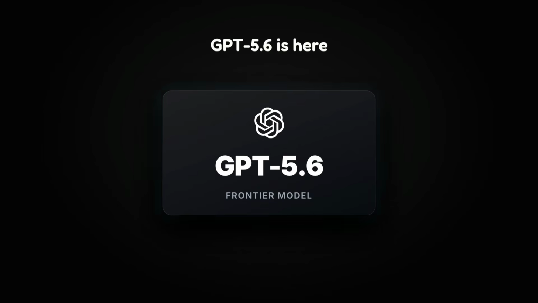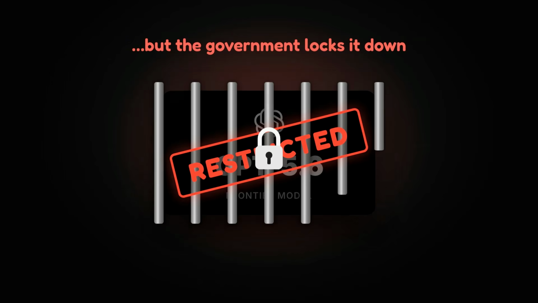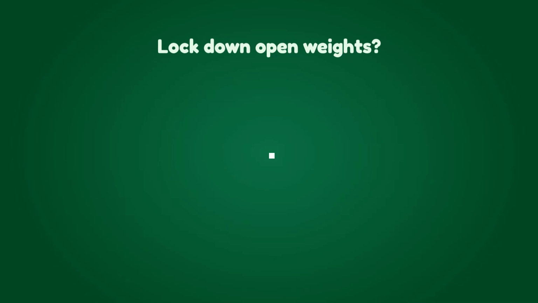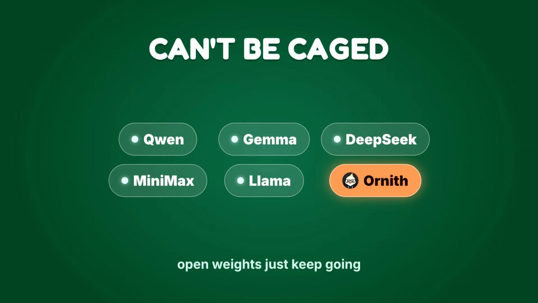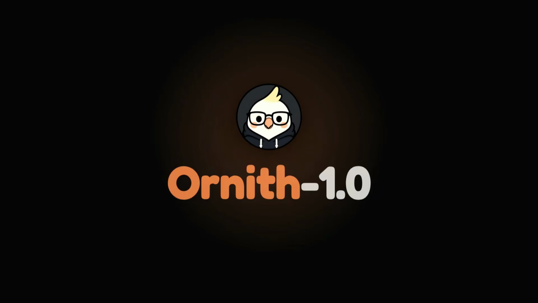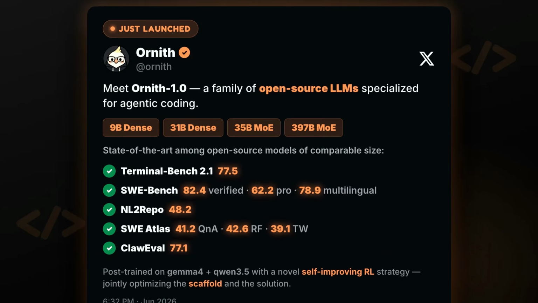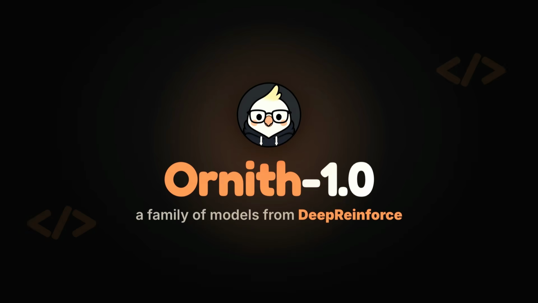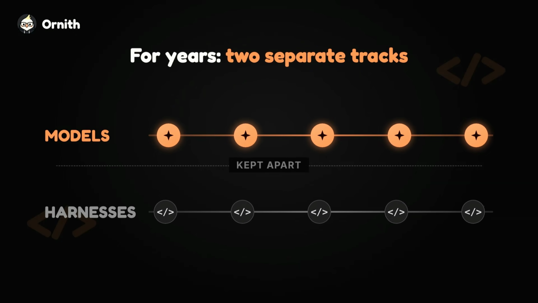Okay, so just as news of GPT 5.6 has come out that the government is going to be preventing people from using this, open weights models keep chugging along. And this brings me to the topic of today's video, Ornith 1.0, which is a family of models from Deep Reinforce. And I guess the big tease here is that things have been moving along where we've had one track be models and one track be harnesses.